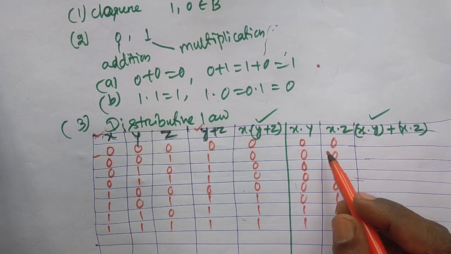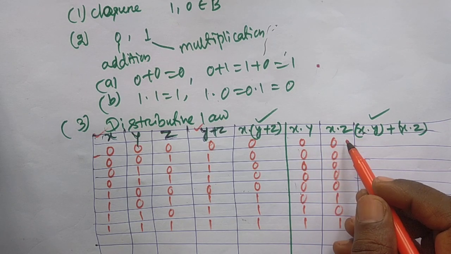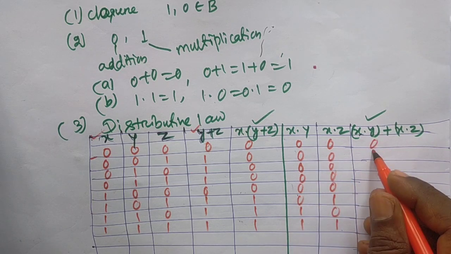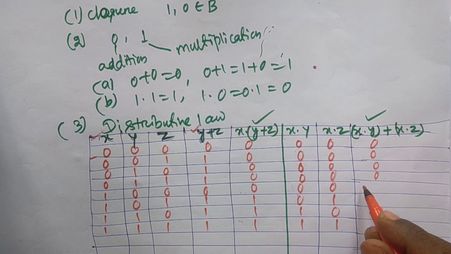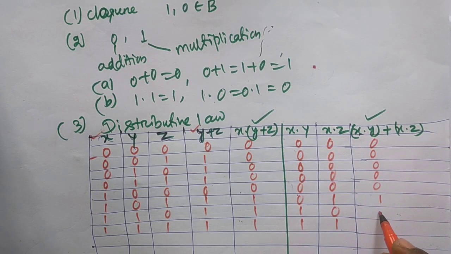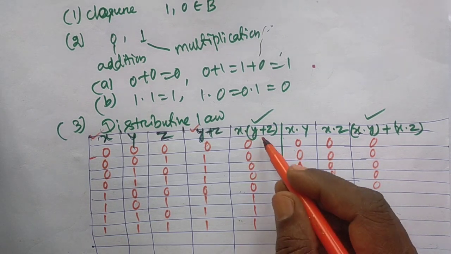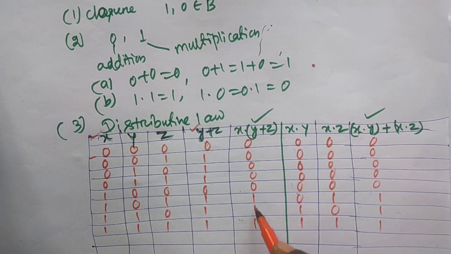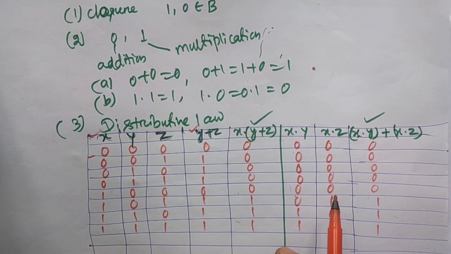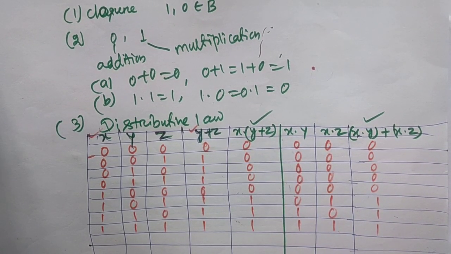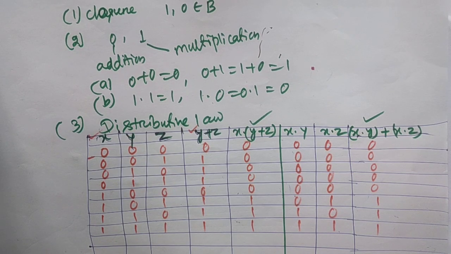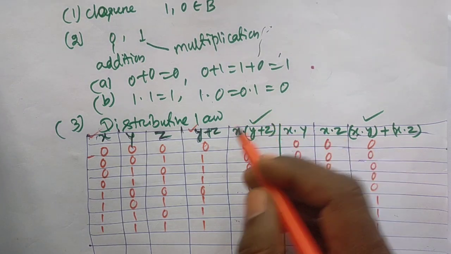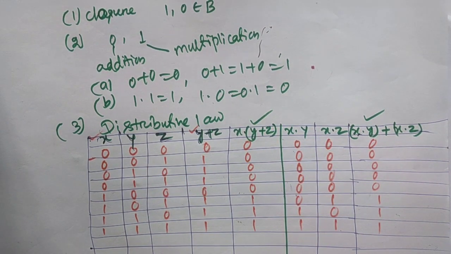Okay. Now x dot y, x dot z we apply. What is the result value? x dot y and x dot z, you just add. What is the result? Here it is 0, 0, 0 0, 0, here is 1, here is 1 1. Now see whether this is the same or not. Up to here 0 0, this is 1, this is 1. So the distributive law, whenever we apply it for these Huntington postulates, is satisfied. This is proved, the distributive law is proved.